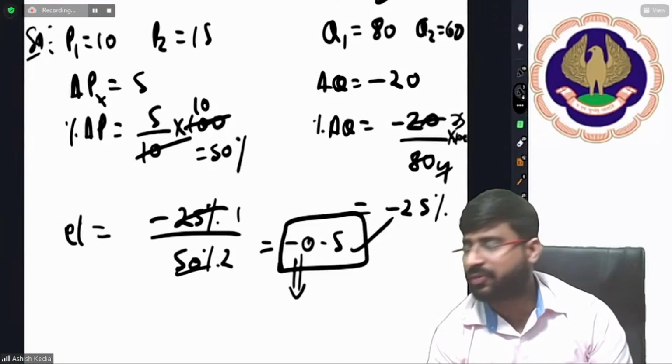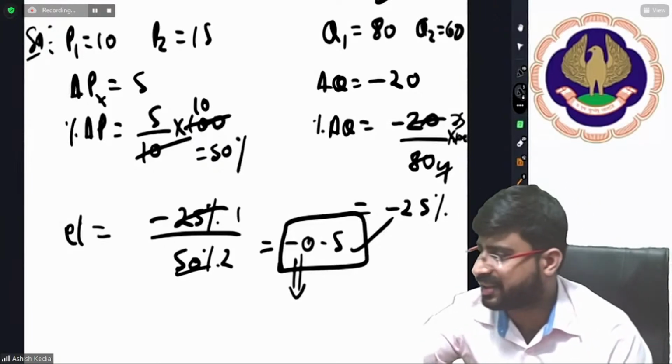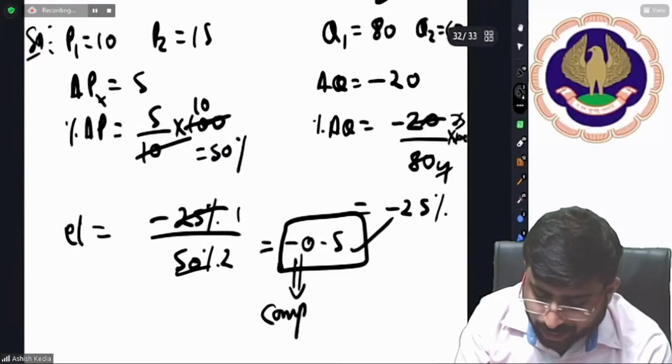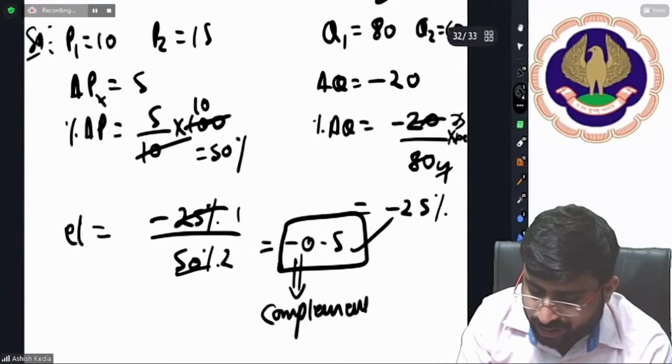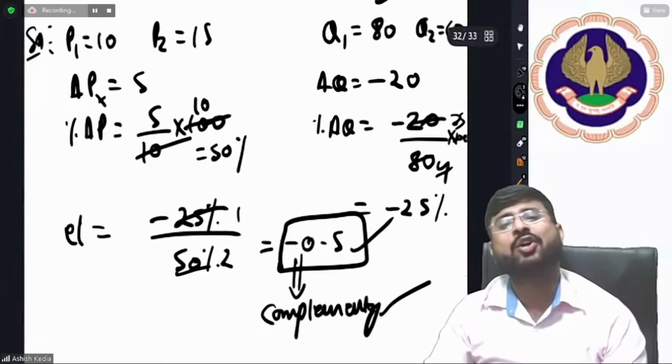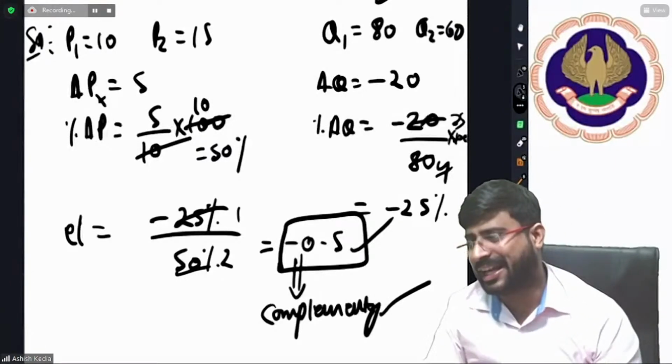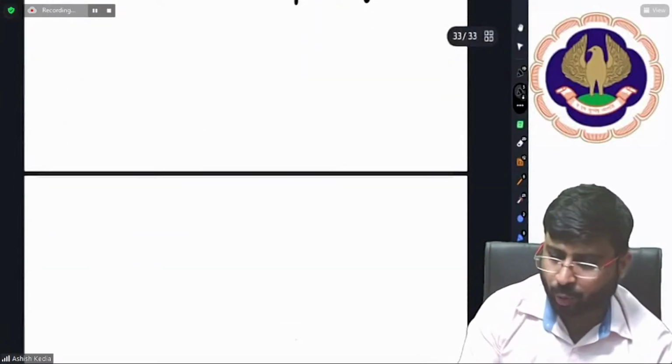Yes, you guessed it right, friends. They are complementary goods, because complementary goods are inversely related to one another. That's absolutely correct.